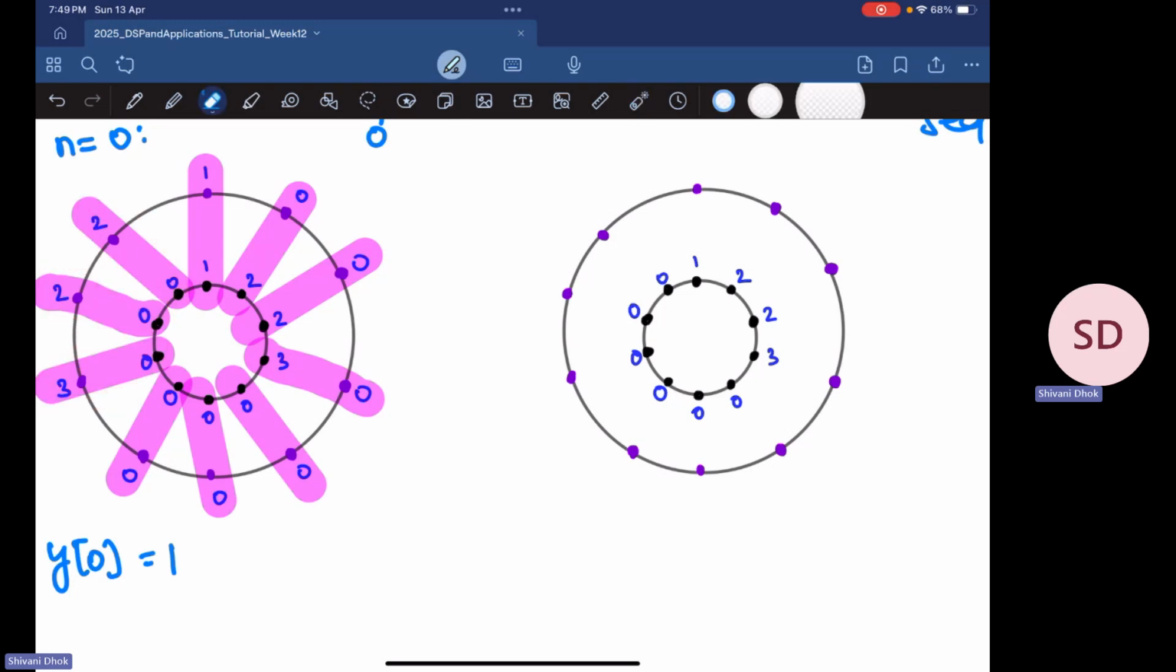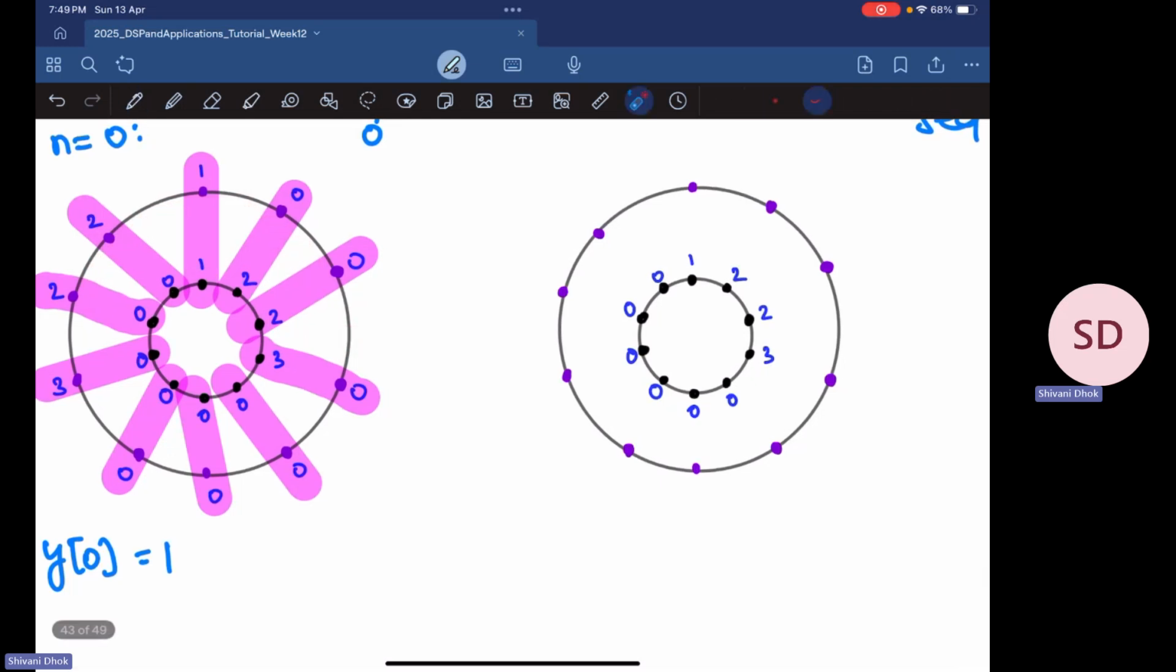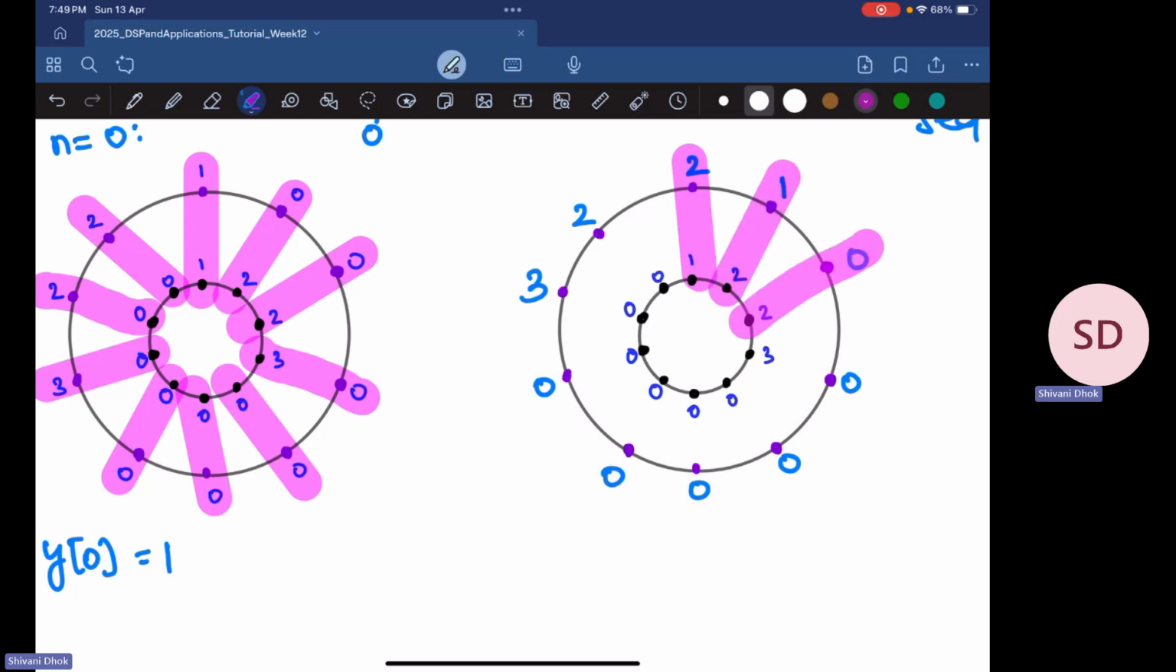Now we need to figure out what is y of 1. Now for y of 1, we'll shift this outer circle by 1 unit in the clockwise direction. So what will we get? We were here. Now this 1 will be coming at this location. So we'll have 1, 2, 2, 3, 0, 0, 0, 0, 0, and 0. Okay. So now again we will multiply it like this, element by element.